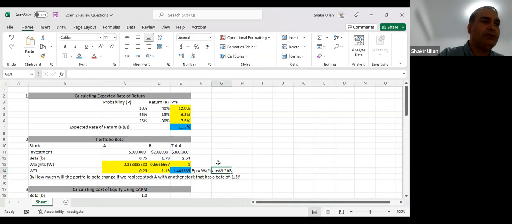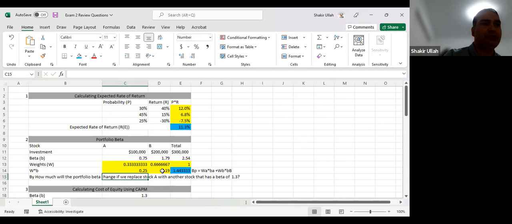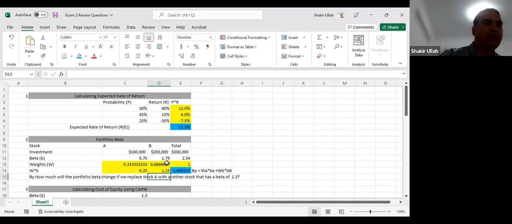What I do, if you look at the formula, it says weight of the asset A multiplied by beta of the asset A. So that's what I'm doing. This is equal to weight of the asset A, which is 0.333, multiplied by the beta of the asset A. So I just did that, and that comes out to be 0.25. And then you can do the same over here. Equals to weight of the asset B multiplied by the beta of asset B, and I got this.